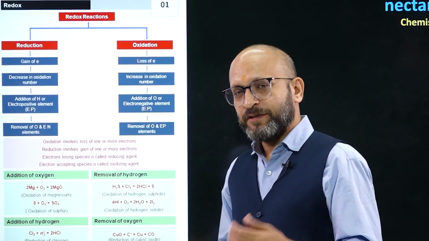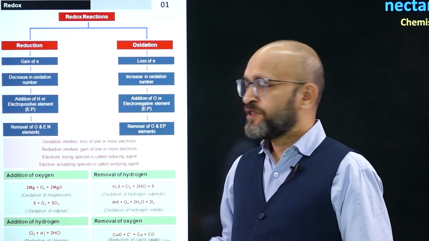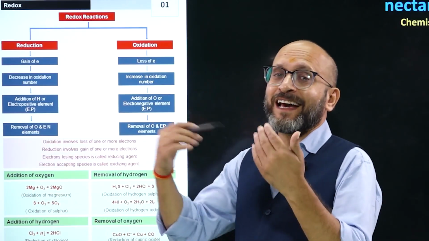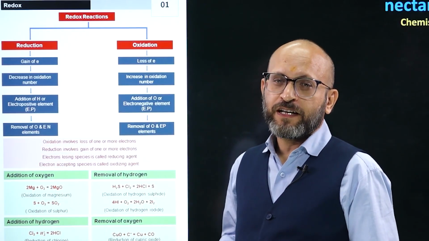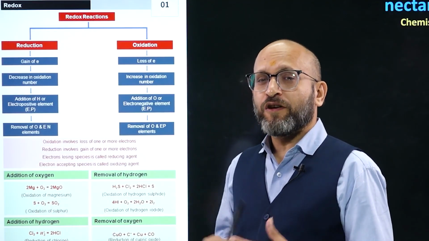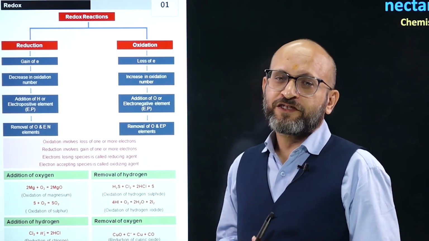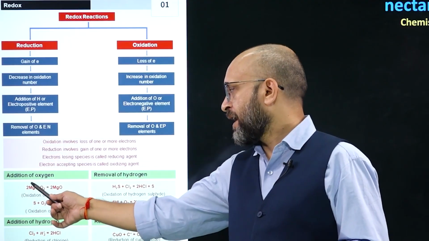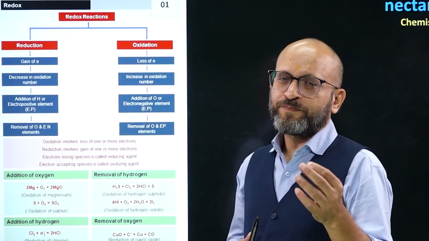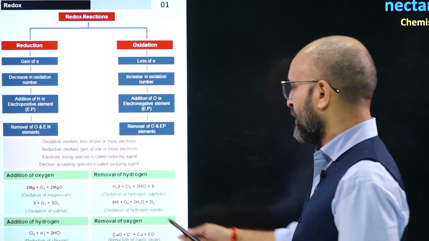Addition of oxygen, that means oxidation. So what is happening? Mg is getting oxidized. Mg is gaining oxygen to form MgO. So magnesium oxidizes to form magnesium oxide. Similarly, sulfur gains oxygen to form sulfur dioxide or sulfur trioxide. So these are some oxidation reactions where magnesium is oxidizing into magnesium oxide and sulfur is oxidizing into sulfur dioxide or trioxide.